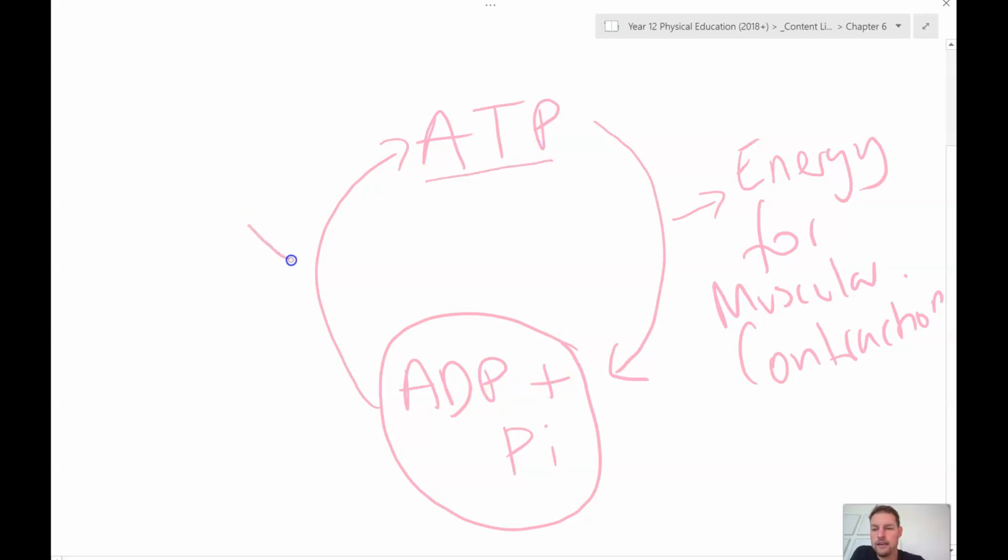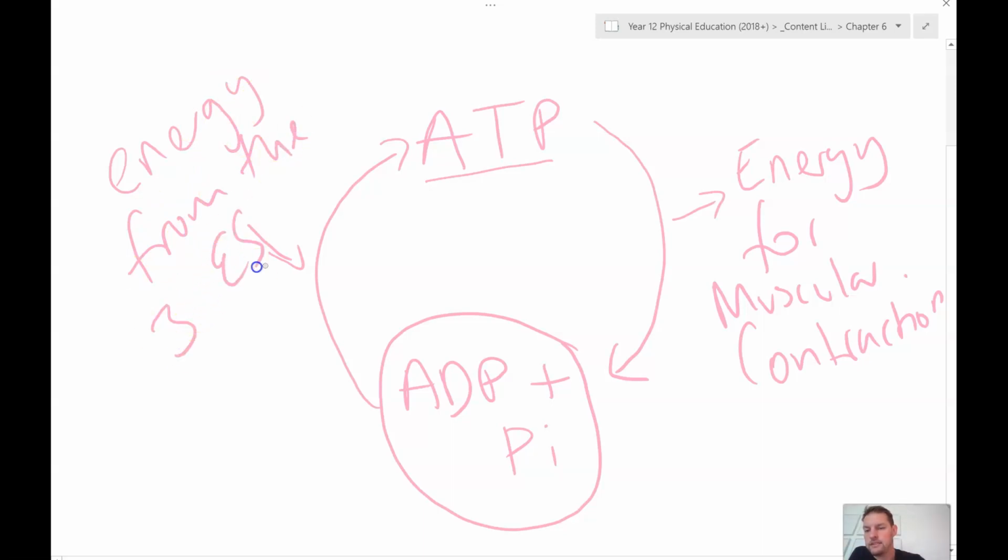And what we need here, we need energy from the three energy systems. So that's a circle. It's going to keep on going over and over because we only have 2 seconds worth of ATP. We need to keep on resynthesizing that ATP so we can keep moving and keep exercising.